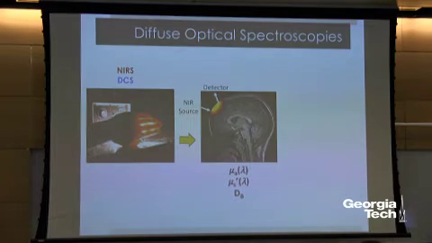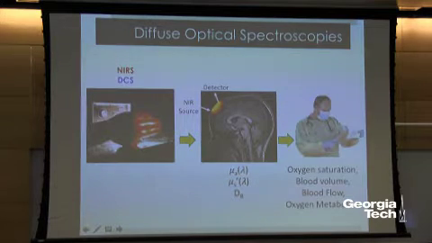But the goal of these technologies is to apply them to the brain, extract relevant optical properties of the brain, so absorption, scattering, and then this diffusion coefficient, we call it. And then, most importantly, we relate these optical properties to physically relevant parameters that clinicians can use to guide patient care at the bedside. Specifically, we're monitoring things like oxygen saturation, blood volume, blood flow, and oxygen metabolism.